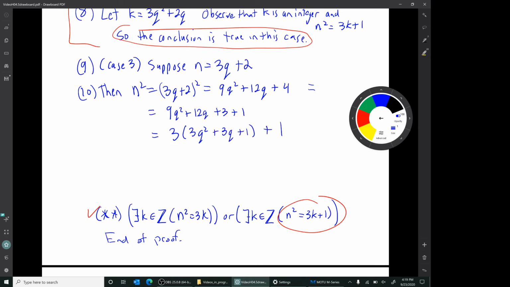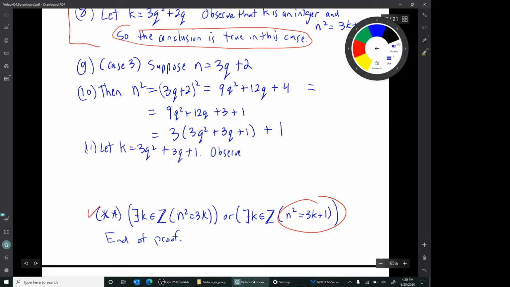So look, we've got this almost in this form. We wanted n squared to be 3k plus 1. We've got n squared equals 3 times this junk plus 1. So that junk has to be our k. So in our next step, we'll introduce our k. So we've introduced our k, we've confirmed that it's an integer, and we've confirmed that n squared equals 3k plus 1. So our conclusion is true in this case.